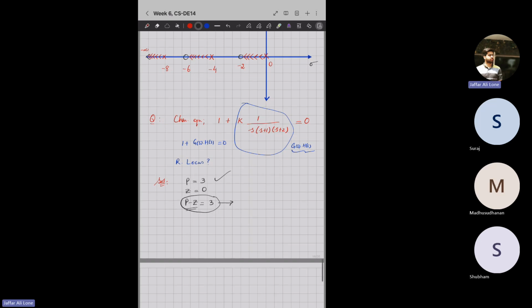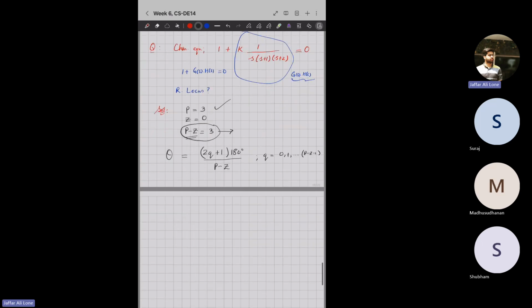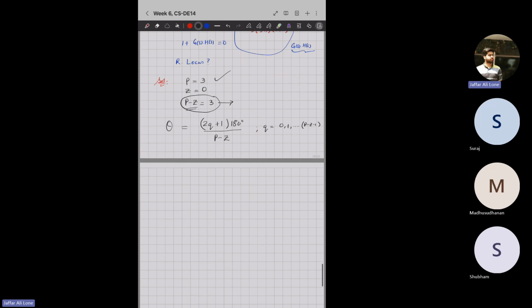That angle, you very well know that angle of asymptotes is given by 2q plus 1 into 180 divided by p minus z. Okay, what is q? Q is 0, 1, so on up to p minus z minus 1. I hope these things are already very clear to you. I'll just put in the values. So my p minus z is 3.